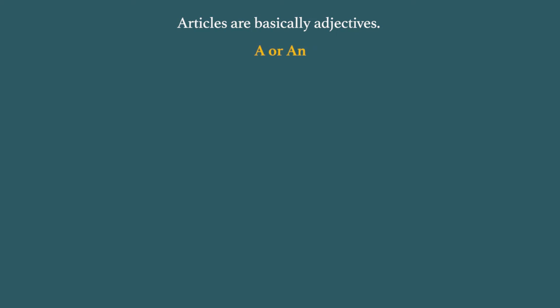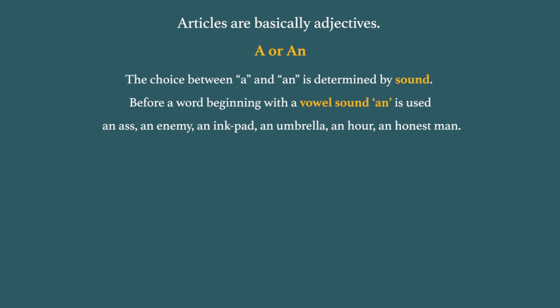A or an. The choice between a and an is determined by sound. Before a word beginning with a vowel sound, an is used. An ass, an enemy, an ink pad, an umbrella, an hour, an honest man. So, you have to concentrate on sound. If the sound is of vowel, that is A, E, I, O, U, then the article used will be an.